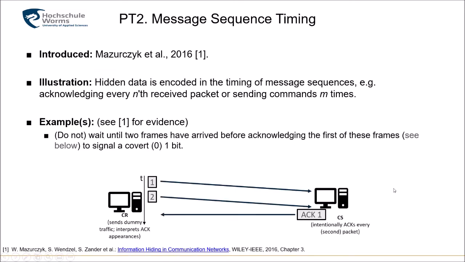And the next pattern is the message sequence timing pattern. Here, hidden data is encoded in the timing of message sequences. So not in a unidirectional flow or something like that, but in sequences of messages. For instance, a sender could send several packets, of which a receiver only acknowledges every n packets. Or one could send commands m times. For instance, in FTP, you could send the no operation NOOP command twice or just once to indicate a hidden message.